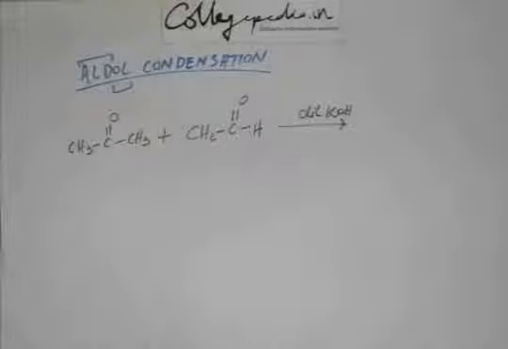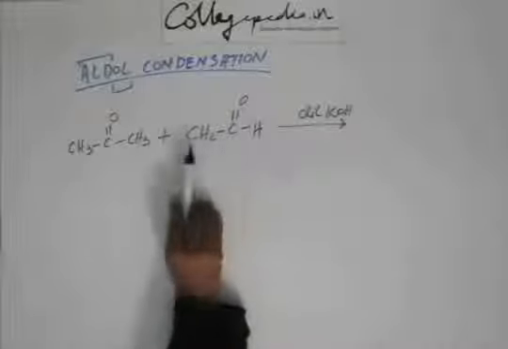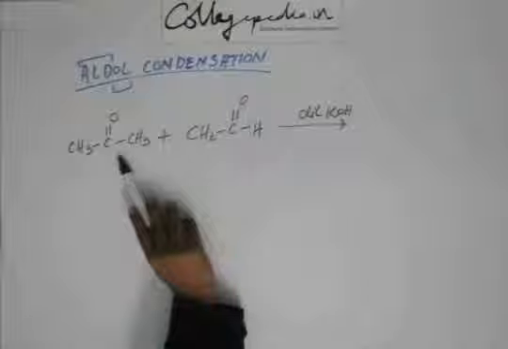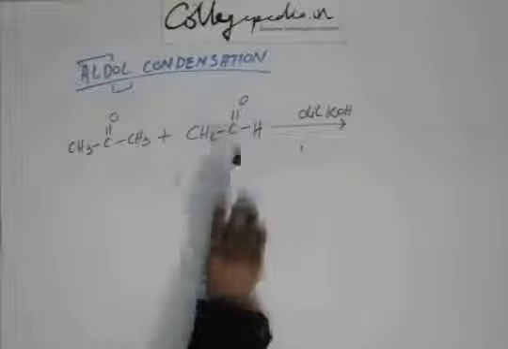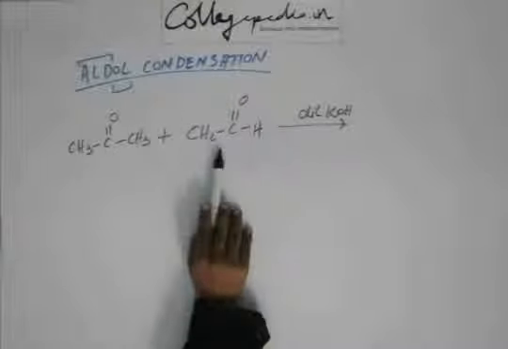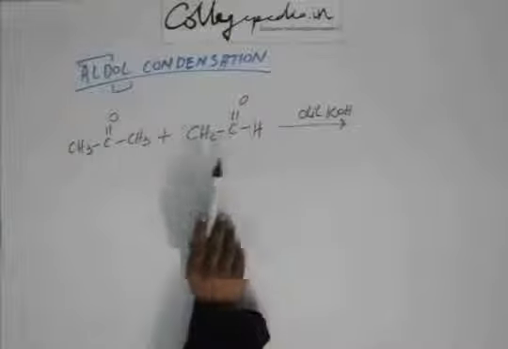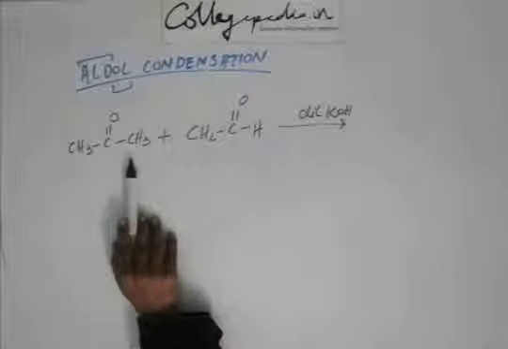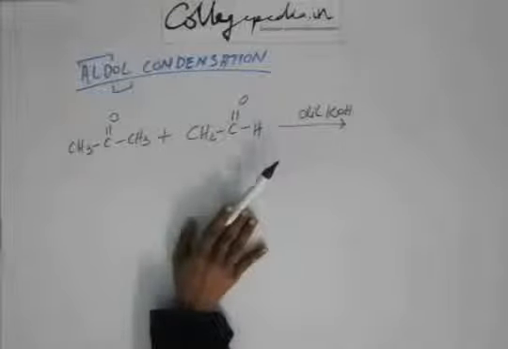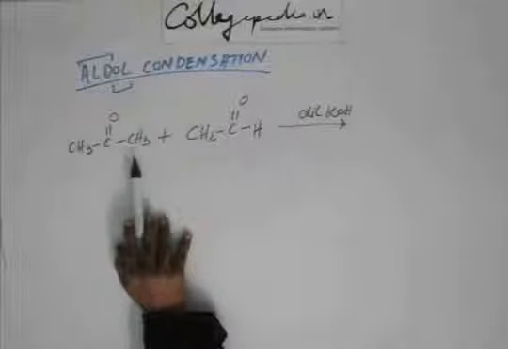There are various possibilities. First, base abstracts H plus from here, and this goes and attacks another unreacted acetone. Case number 1. Case number 2, base comes and abstracts H plus from here, and this goes and attacks its own kind. It goes and attacks unreacted ethanal. Case number 3, base comes here, abstracts a hydrogen and goes and attacks unreacted ethanal. Case number 4, base comes and abstracts a hydrogen from here, and this goes and attacks its own kind. It goes and attacks unreacted acetone.